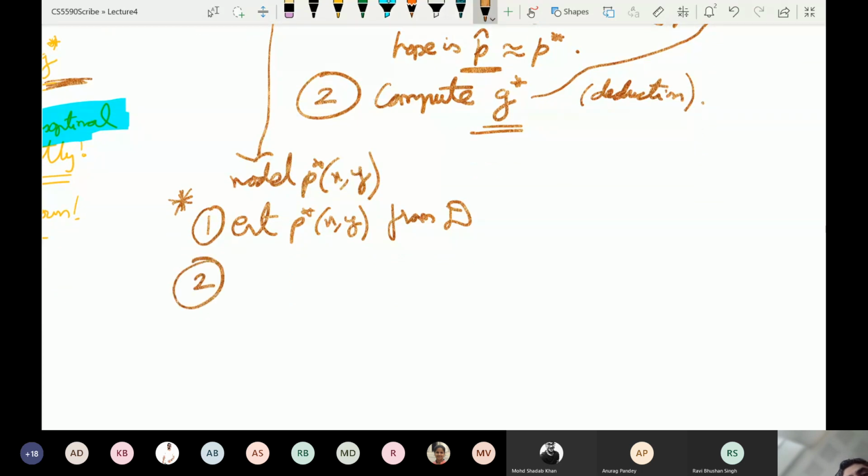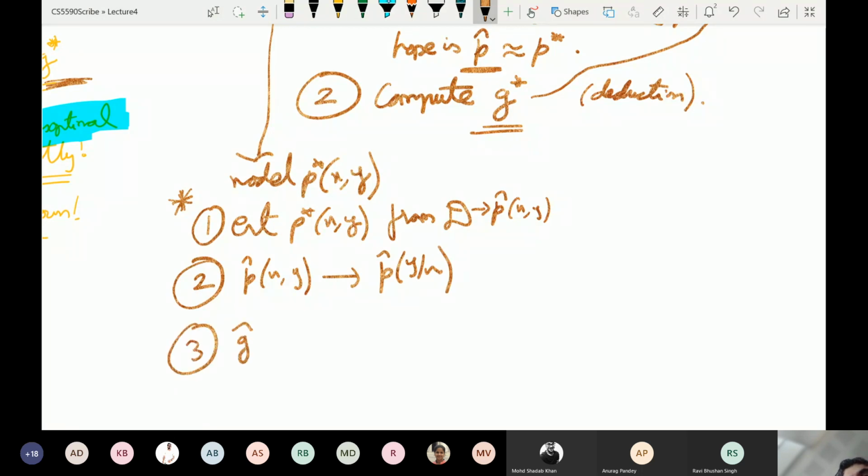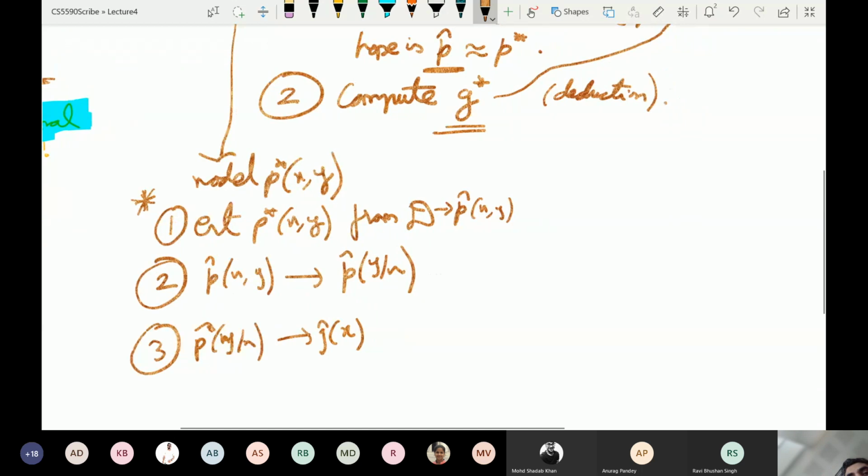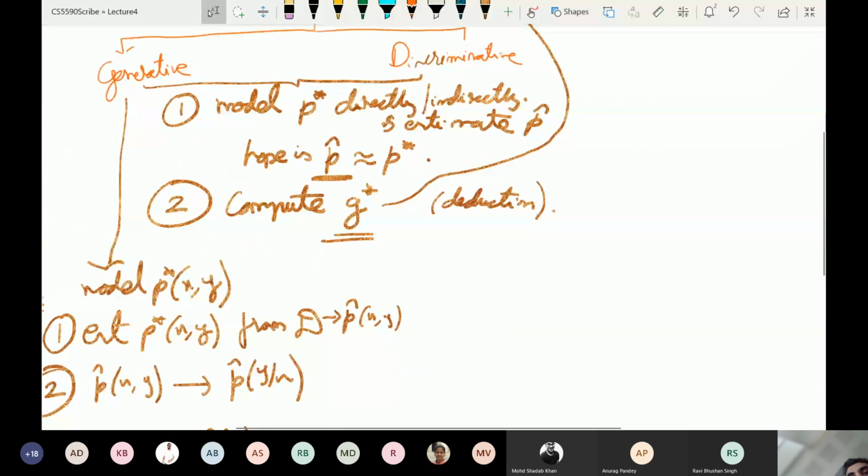The second step is, from the estimated, let's call this p hat x comma y, we will try to find out the posterior, and then from the posterior you will find out g of x, the approximation to the Bayes optimal. So these are the three steps involved in generative modeling.